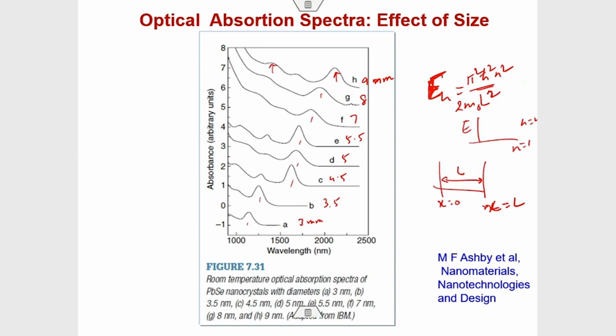You know that energy E is nothing but what? hc by lambda, right? That's nothing but h nu. So, higher energy means lower wavelengths. The band goes to higher energy levels compared to the valence band. So, therefore, the blue shift happens. Am I clear? And this is what we see here.